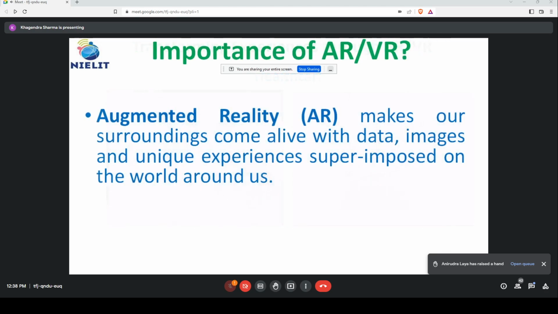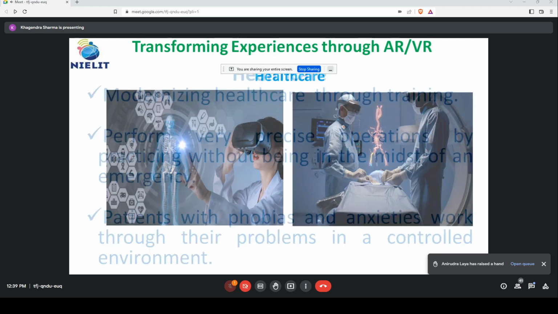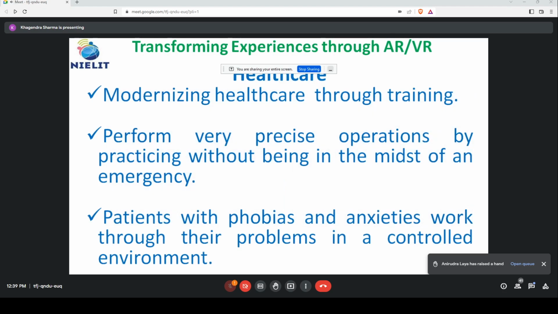Since the topic of the webinar is transforming experiences through AR and VR, in my subsequent slides I'll go through a few of the areas in which it can transform experiences. So the first example, let me take healthcare. The photographs shown here are not science fiction; it's a reality. Healthcare is getting modernized, because using AR and VR, the entire skill development and training can be done in AR and VR.